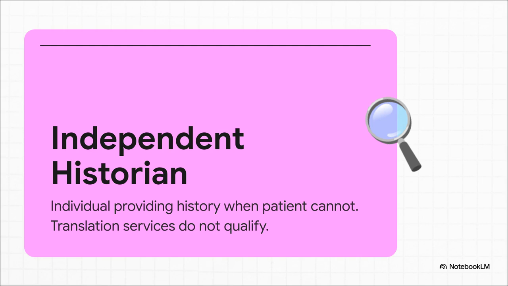Moving on to the independent historian. This is an individual, maybe a parent, a guardian, surrogate, or a witness, who steps in to provide necessary history because the patient simply can't do it themselves, whether that's due to a developmental stage, dementia, or psychosis.